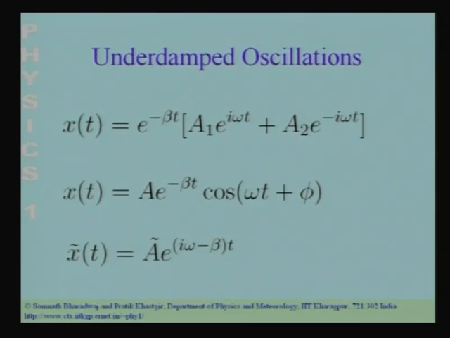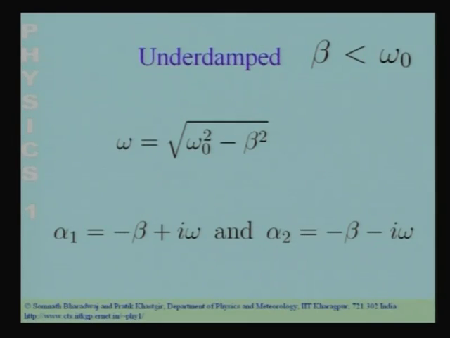To just remind you once more what the underdamped oscillation is, this corresponds to a situation where beta, the damping coefficient, is less than omega naught. Beta equal to omega naught is the critical damping situation, and beta greater than omega naught is the overdamped situation. And here we have considered the underdamped situation.